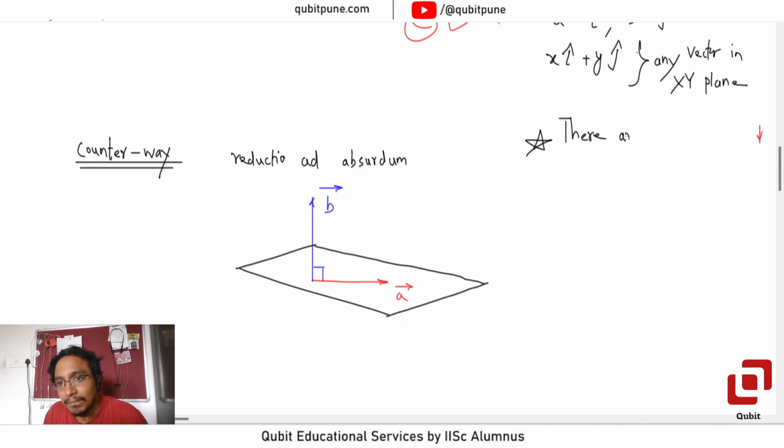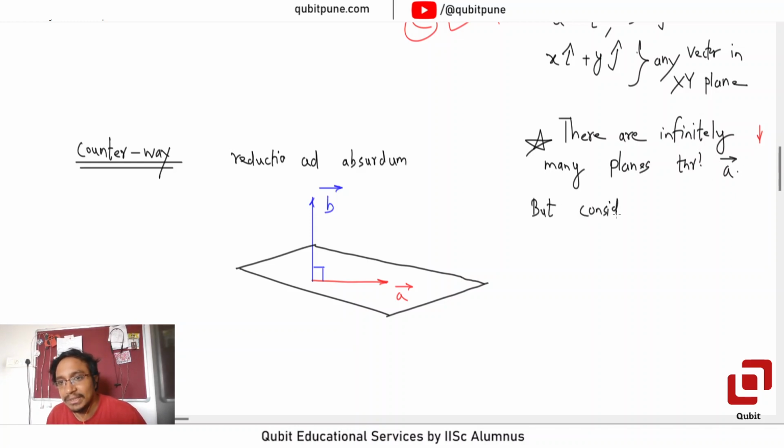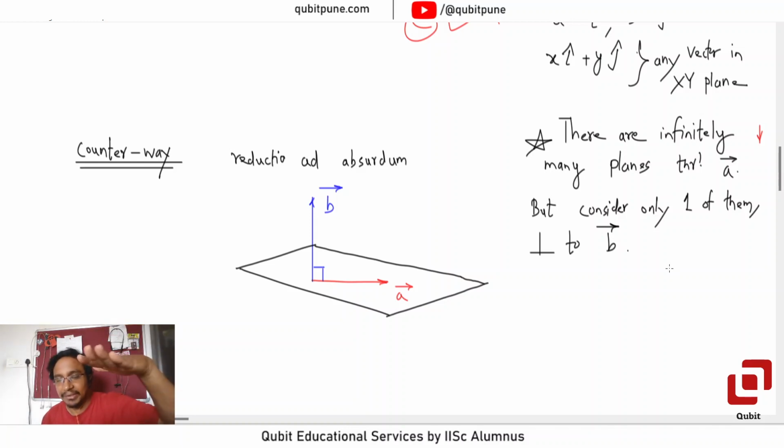There are infinitely many planes through A bar, but we consider only one of them normal to B bar. Do you agree with this claim? There are infinitely many planes, but the moment you rotate it a bit, the angle between that vector and B bar will no longer be 90 degrees. Is that clear?